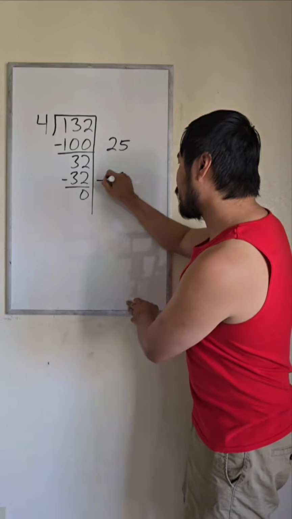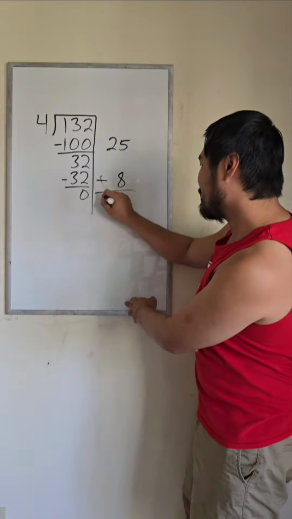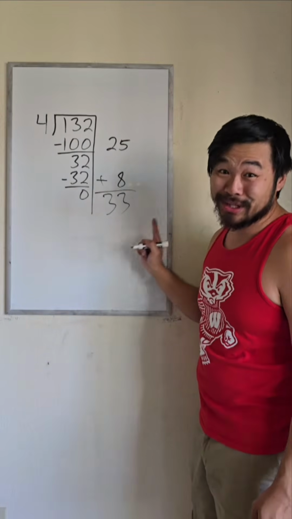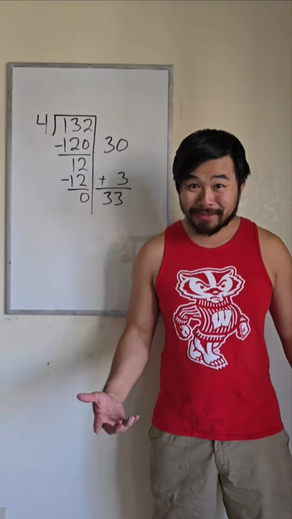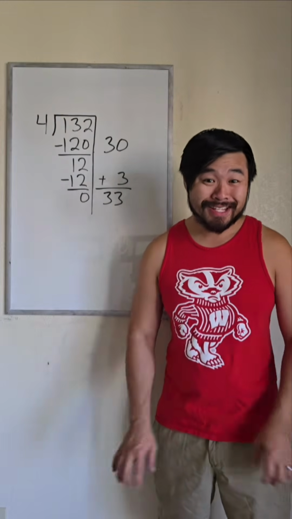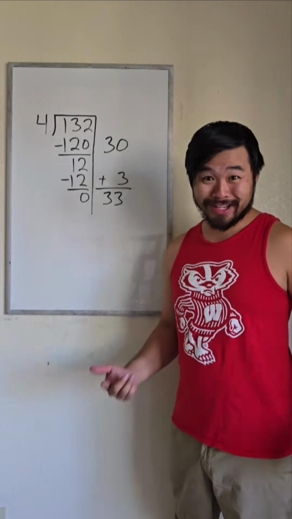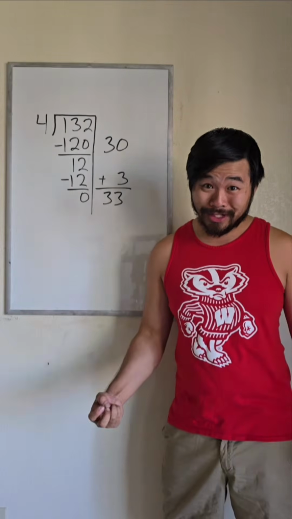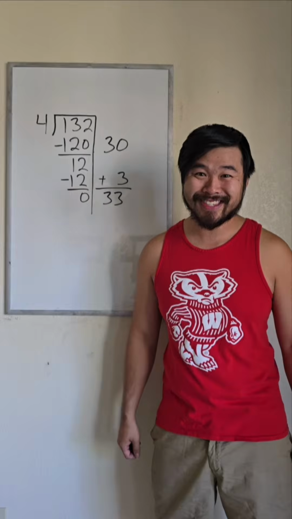So we just combine what's on the right. 25 plus 8 is 33. So 132 divided by 4 is 33. Now, what's great about this method, called partial quotients, is that there are many ways of getting the same right answer. For example, we also could have done it this way. It's about using what you know to help you in new situations.